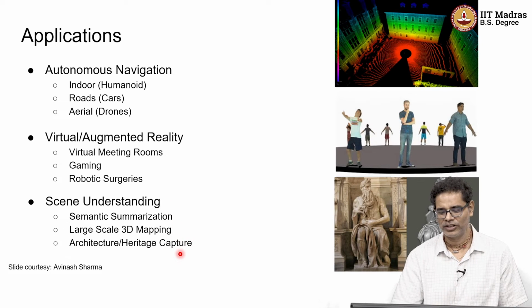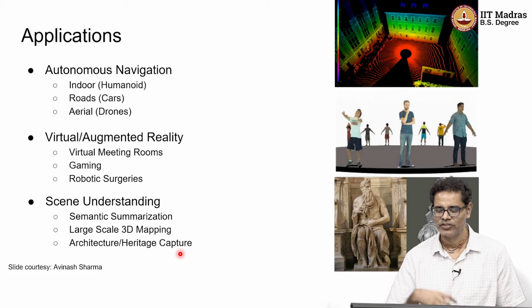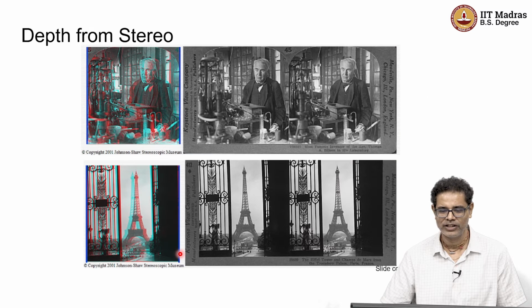Let's say we want to capture heritage, as in here. Then a very important thing is depth. Not just one image, we want to look at the same sculpture from various views, which means that I should have the 3D, which requires depth and all. So, for various reasons we need depth. It's a very, very important application of computer vision.